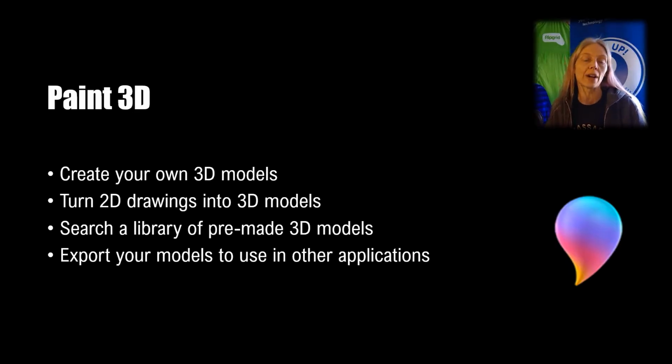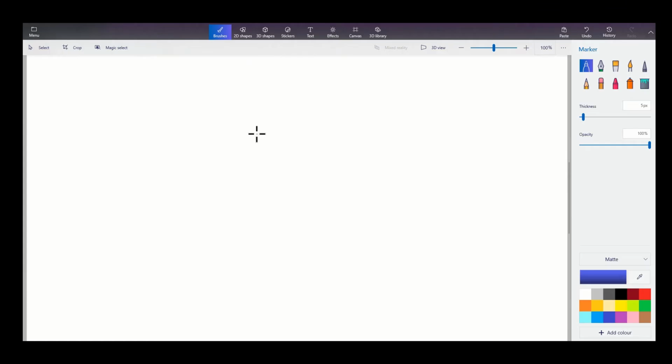So Paint 3D is available within Windows 10, and it allows you to create your own 3D models really quite quickly and easily, and it does take a little bit of time to develop the skills, but it's really great for creativity and unlocking that potential within your students. You can actually turn 2D drawings into 3D models, and you're able to search a library of pre-made 3D models to get you up and running straight away. One of the other things that's great about Paint 3D is if your students create their own 3D models, they can then export those to use them in other applications.